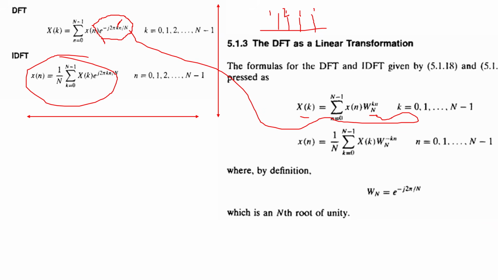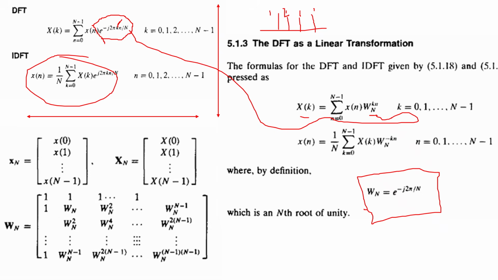So what will be the value of W_N? This is the most important result that you must remember. W_N is equal to e to the power minus j twice pi divided by capital N. The remaining k and n we will put here, right? So always remember, this is one of the important results.